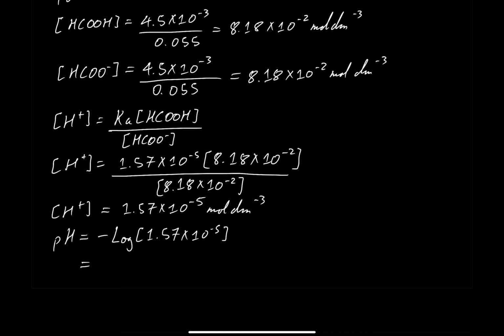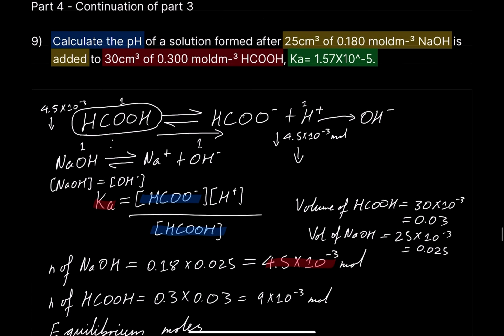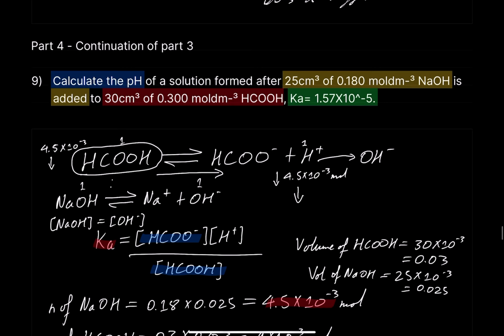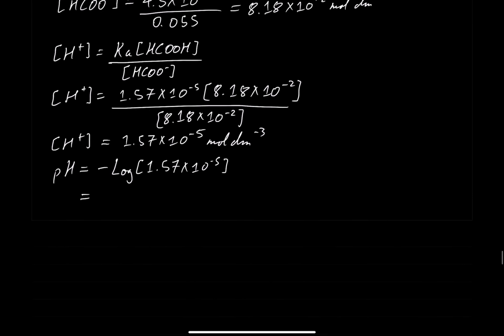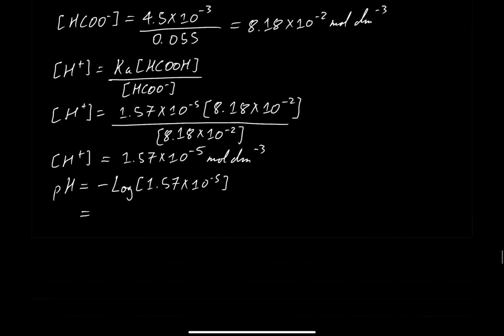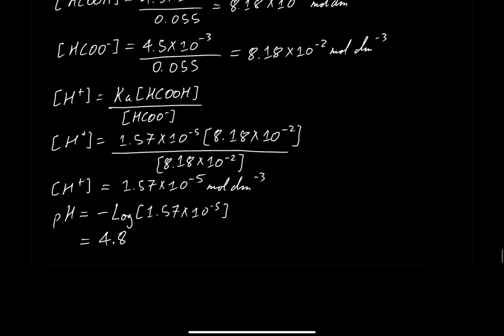4.80. I could just leave it as 4.8 because, looking back at it, the lowest number of significant figures in this question is 2. So I'd leave it as 4.8, even though it was an accident for me to put 2 significant figures. So 4.8 is this. Does that make sense?